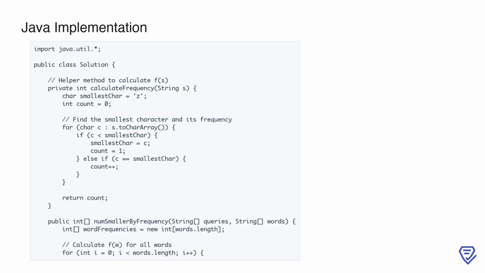Next, in the number smaller by frequency method, we start by creating an array word frequencies to store the frequency values for all the words in the words array. Using a for loop, we calculate the frequency of the smallest character for each word by calling calculateFrequency and store the results in the word frequencies array.